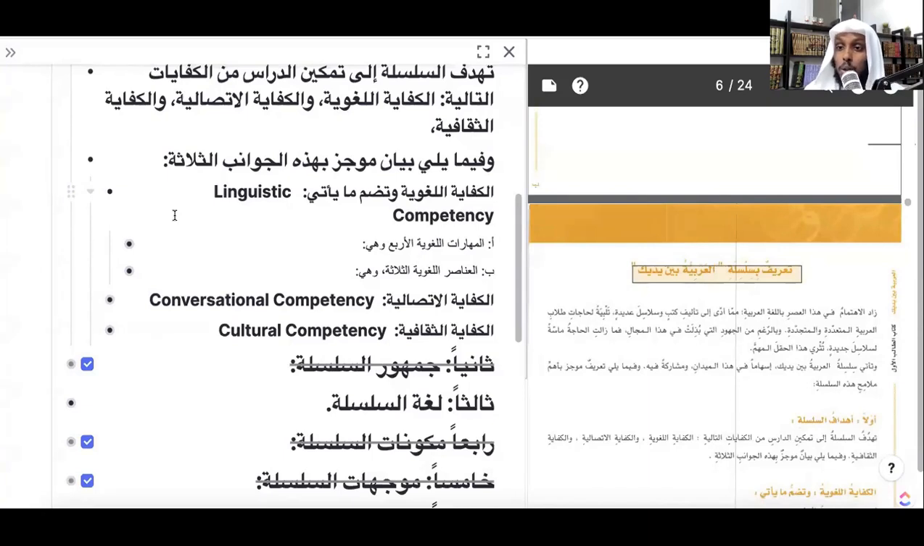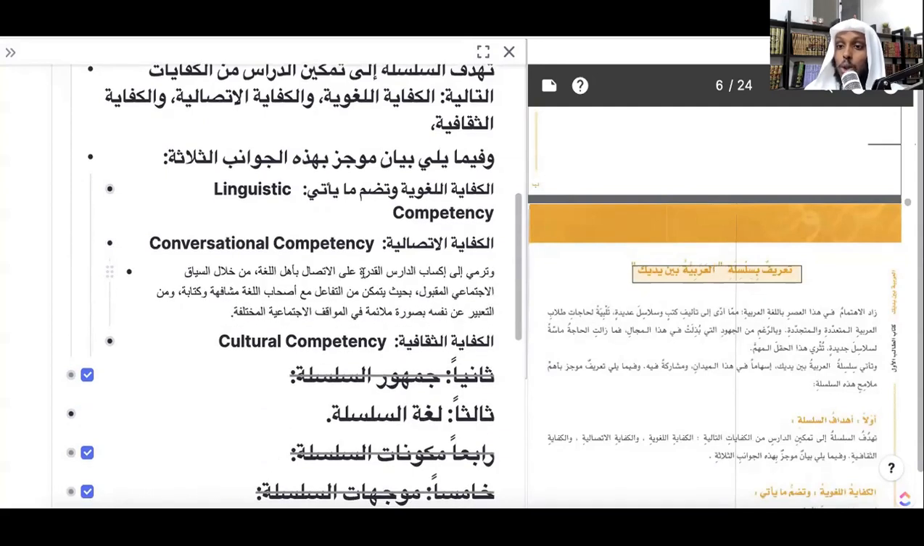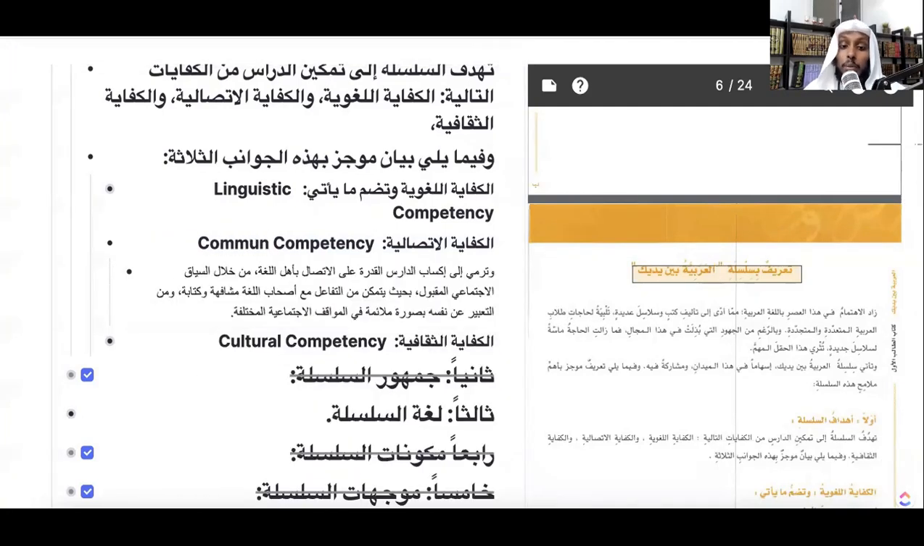Most courses, this is what their objective is, but there are 2 other things as well that this particular series gives great importance to, which I think is spot on. The second one is the conversational competency. So you could have the linguistic competency, you can know a lot of vocab, a lot of grammar. But that doesn't mean you can have conversations with people or you can communicate. As a matter of fact, I think this would translate better as communication competency.